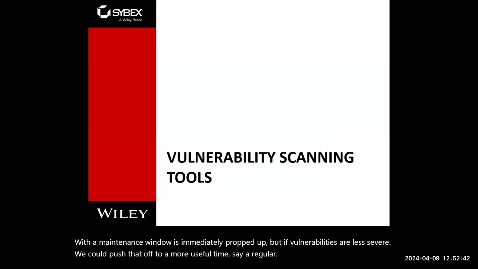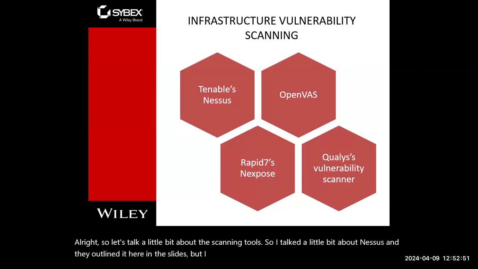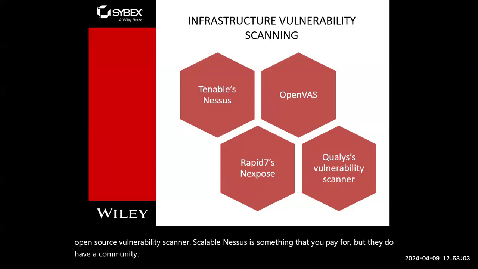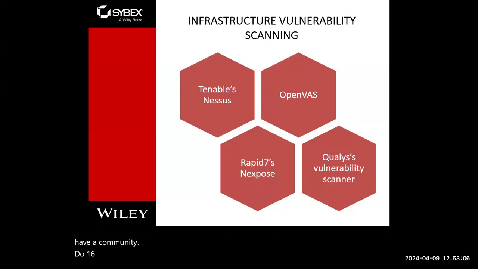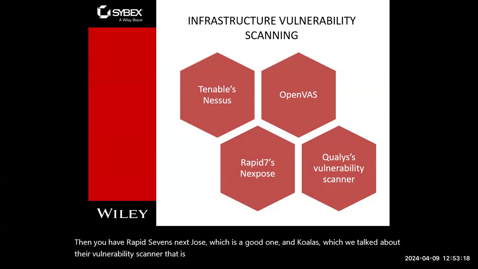All right, so let's talk a little bit about these scanning tools. I talked a little bit about Nessus, and they outline it here in the slides, but I also spoke rather quickly about OpenVAS. That is an open source vulnerability scanner. Tenable Nessus is something that you pay for, but they do have a community edition, which you can scan up to 16 addresses at a time. Then you have Rapid7's Nexpose, which is a good one, and Qualys, which we talked about, their vulnerability scanner. That is typically a cloud-based scanner and is really good for scanning things that are sitting on the internet.